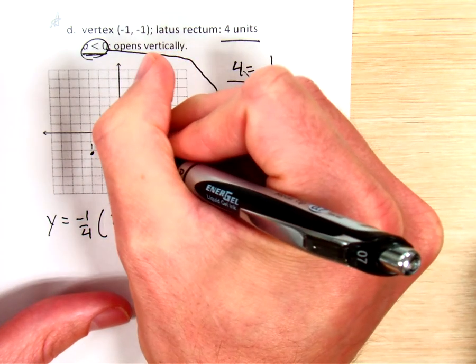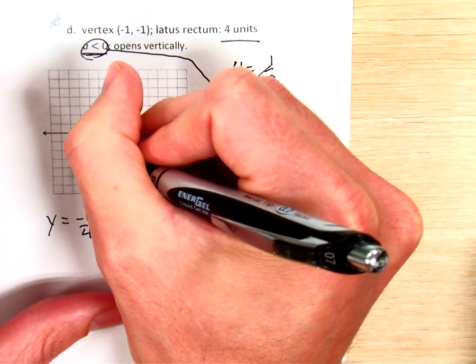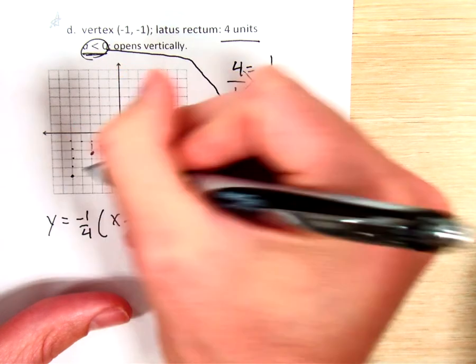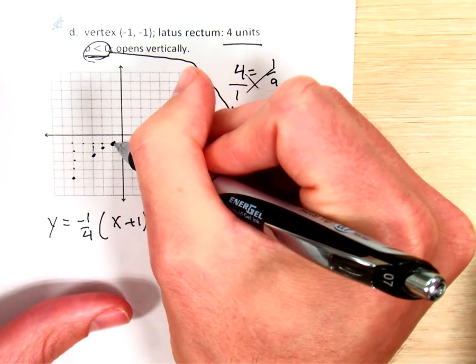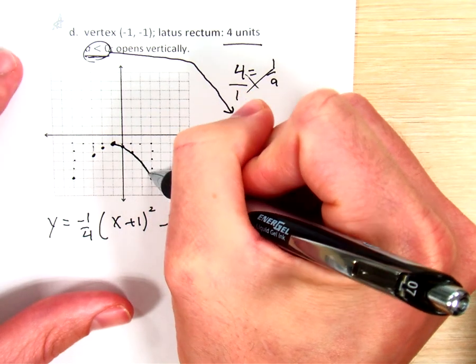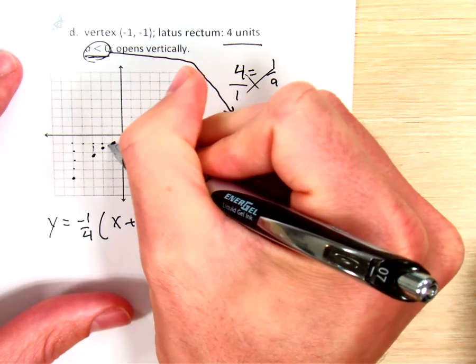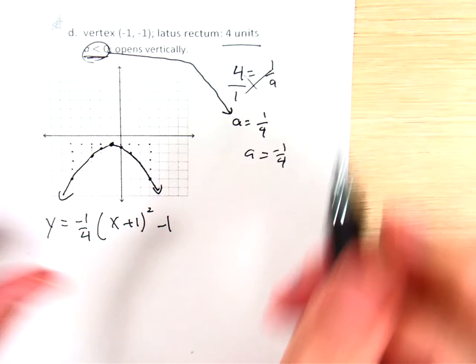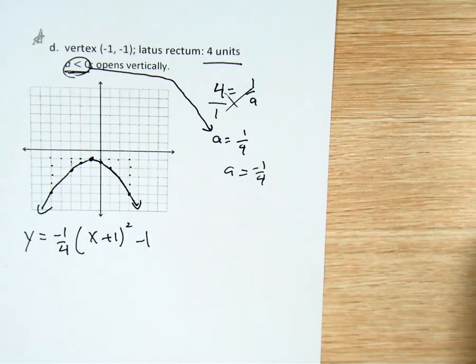1, 2, 3, 4. Sorry guys, you stare at these grids all day and your eyes start to go blurry and you can't count properly. Okay, there's our graph of that.